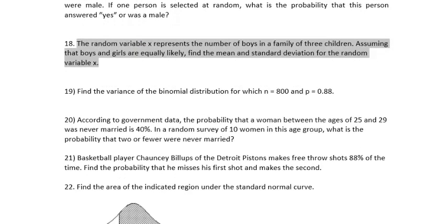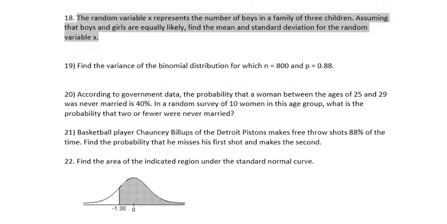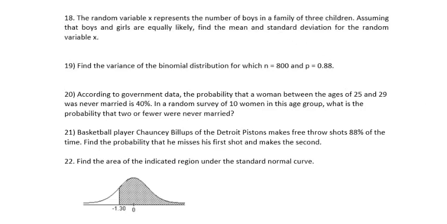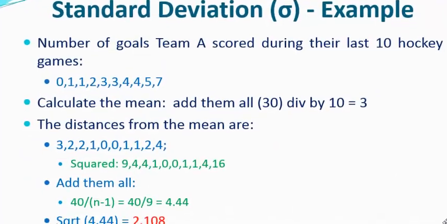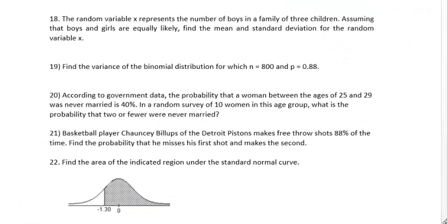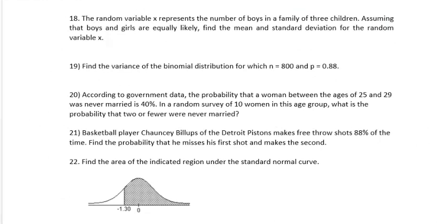Number 18. The random variable x represents the number of boys in a family of 3 children. Assuming the boys and girls are equally likely, find the mean and standard deviation for the random variable x. Now, in the crash course and in the slides, I covered standard deviation for distributions that were not binomial. In other words, distributions that had a lot more complexity. For standard deviations for those kinds of distributions, it was a little bit more complex. I didn't even cover it for binomial distributions, so I'll cover it now.